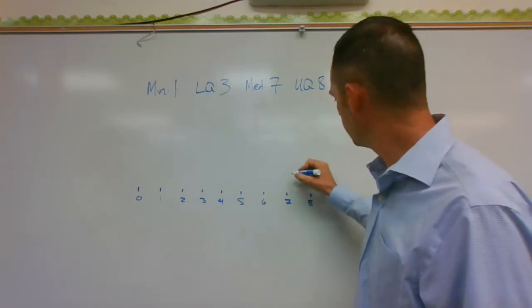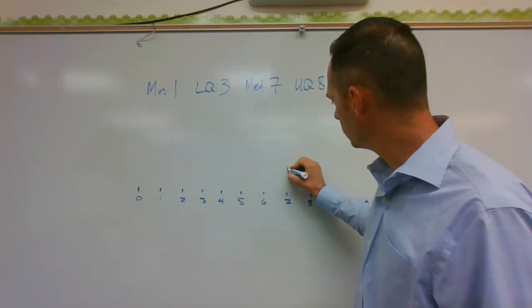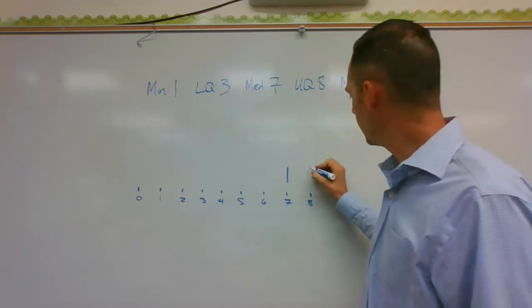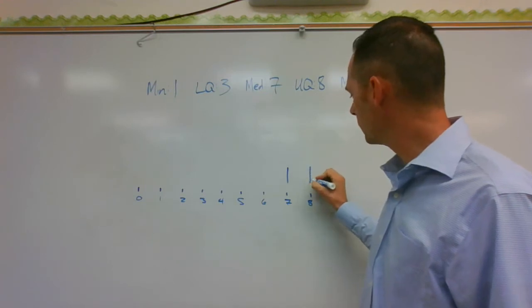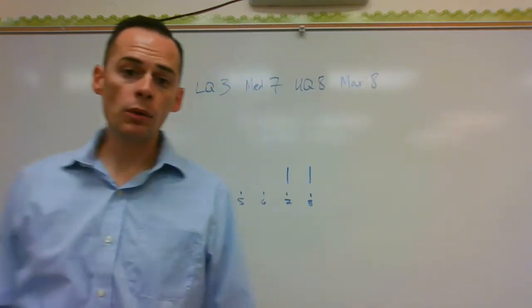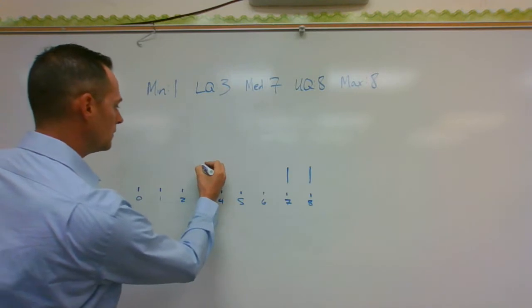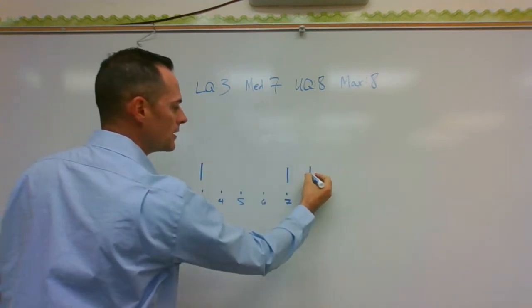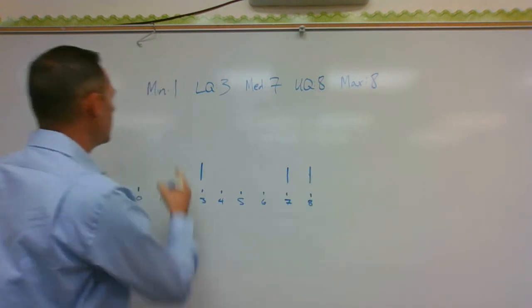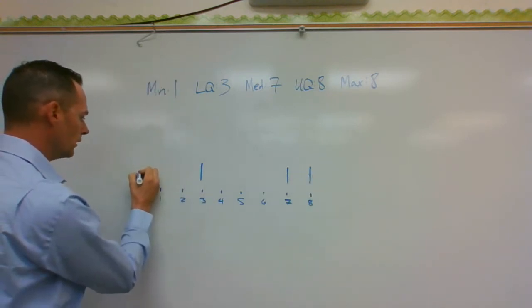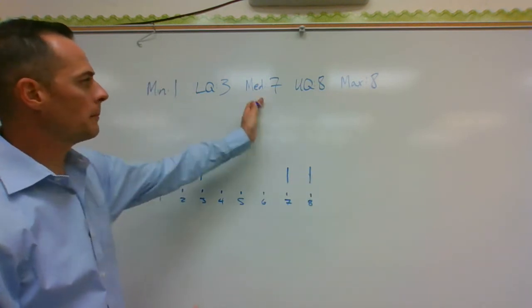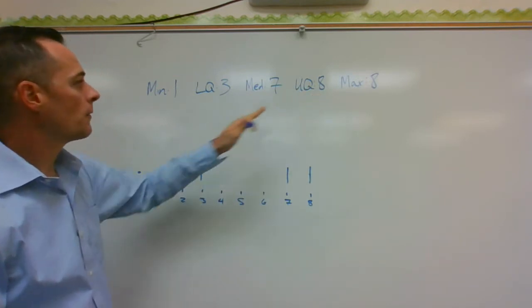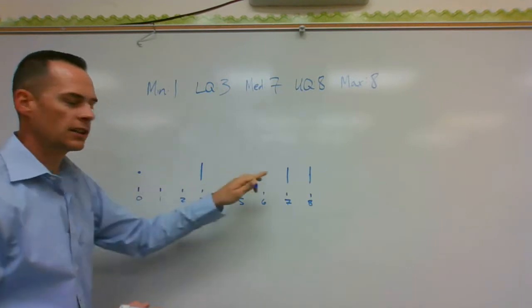So our median is 7, okay? Our upper quartile is 8. Our lower quartile is 3. Our maximum is also 8. And our minimum is 1. Okay, so for lower quartile, median, and upper quartile, you're going to put these lines. For your maximum and minimums, you're just going to put a dot.